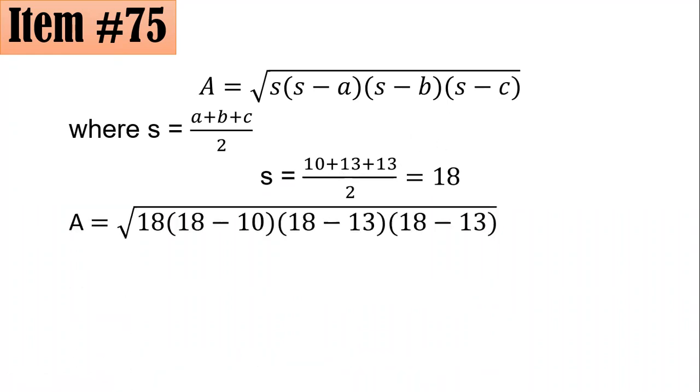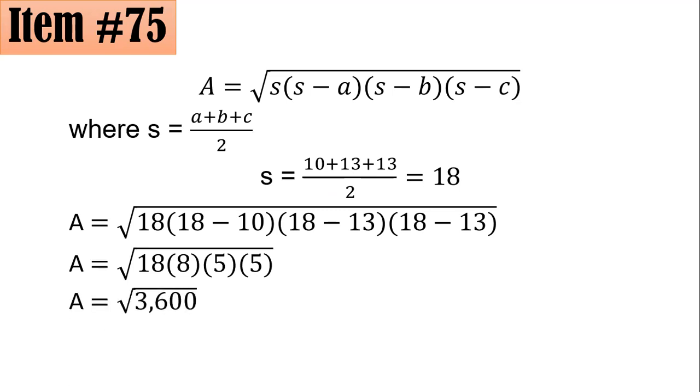By substitution to this formula, you have A is equal to the square root of the quantity 18 times 18 minus 10 times the quantity 18 minus 13 times the quantity 18 minus 13 again. So with that, 18 minus 10 simplifies to 8. This is 5. This is also 5.